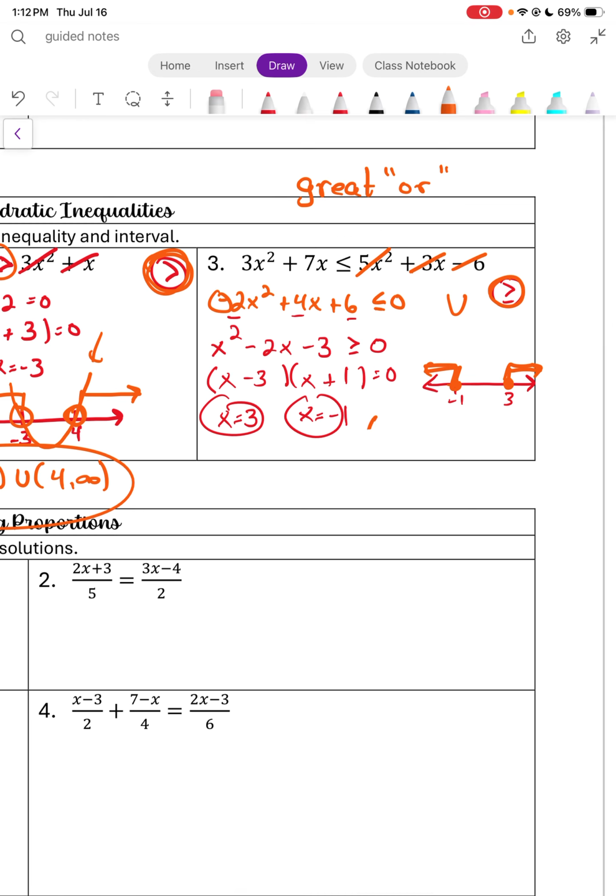So therefore, my answer here is anything from negative infinity to -1, inclusive because of the or equal to, or anything from 3 to infinity, inclusive. Final answer.